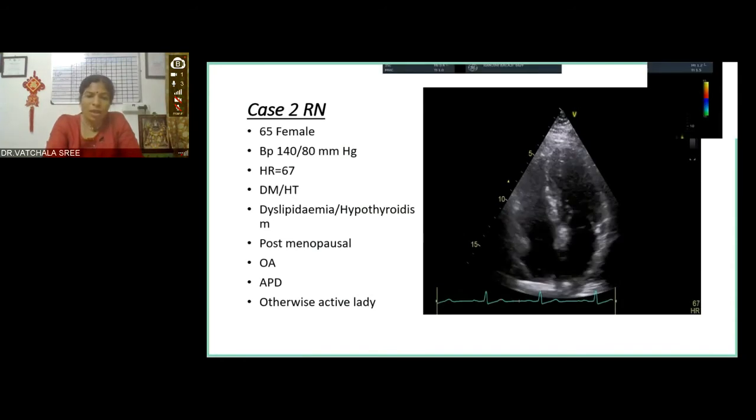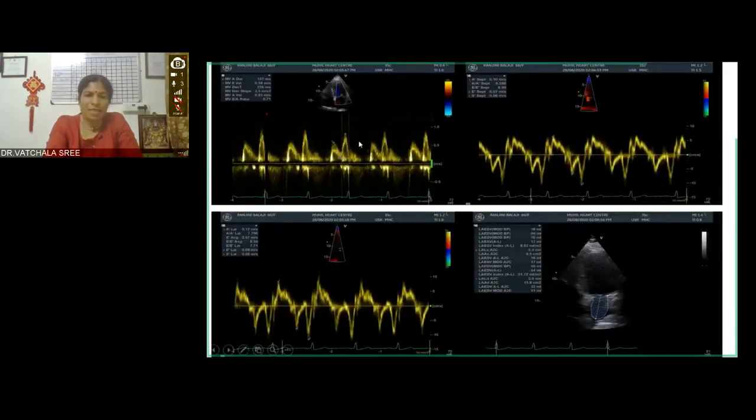Now, actually going to the images, the first thing is the pulsed wave Doppler at the mitral inflow, where the pattern actually shows a grade 1 diastolic dysfunction. This is what we have been routinely used to.